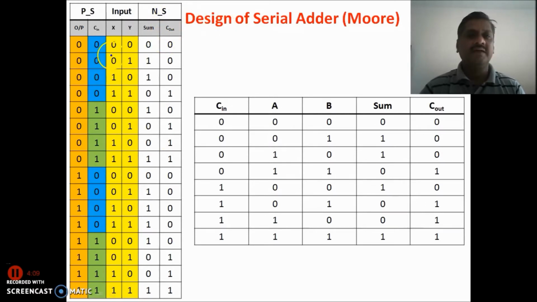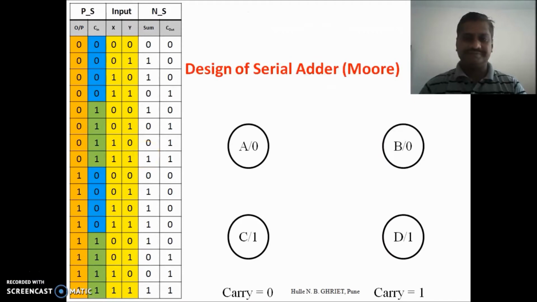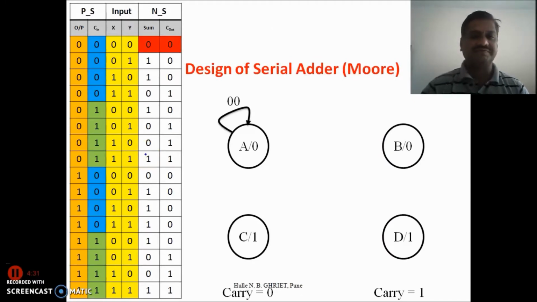In the same slide, this table is nothing but the truth table for the full adder. I will start with the first row. We are in state A. What is state A? State A is carry 0, output 0. Look at state A: carry 0 and output 0 is state A.